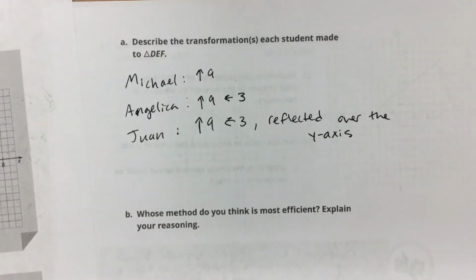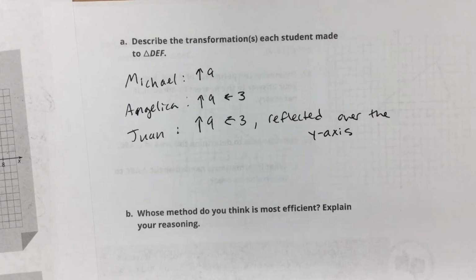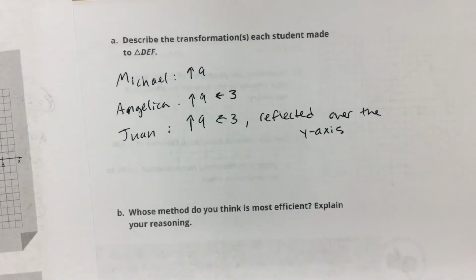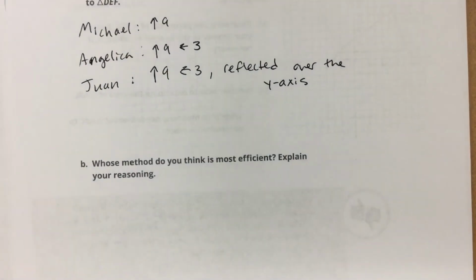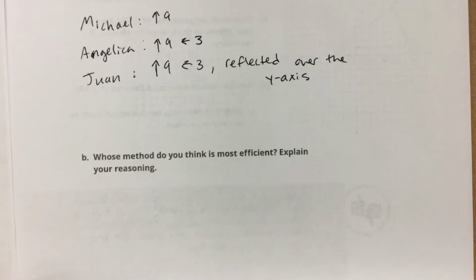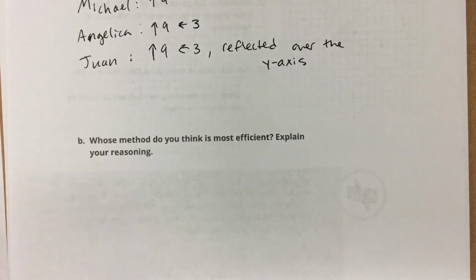So I'm again at the 20-minute mark. I'm going to go ahead and finish this problem, finish parts B and C, and then I will wrap up this video and give you guys a third part for 5.1 as soon as possible. Okay, so here we go. Part B, whose method do you think is most efficient? Explain your reasoning. So this is an opinion question. There are no wrong answers.